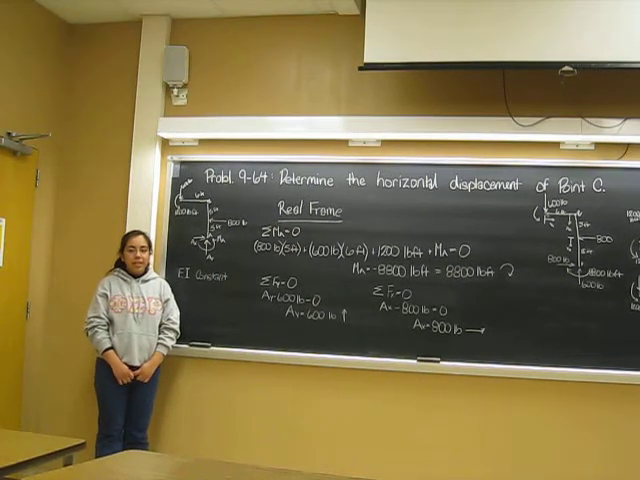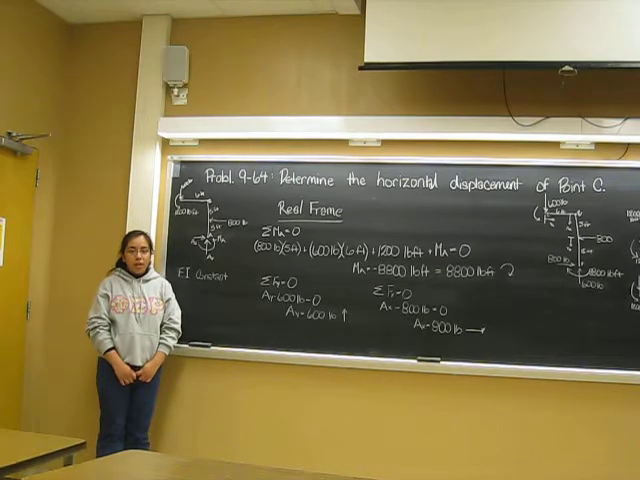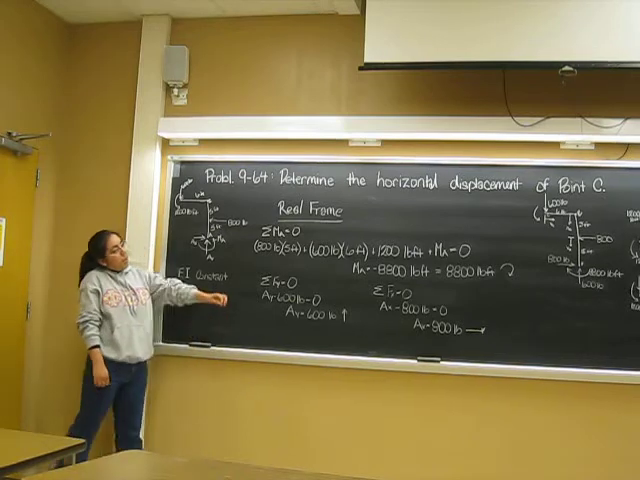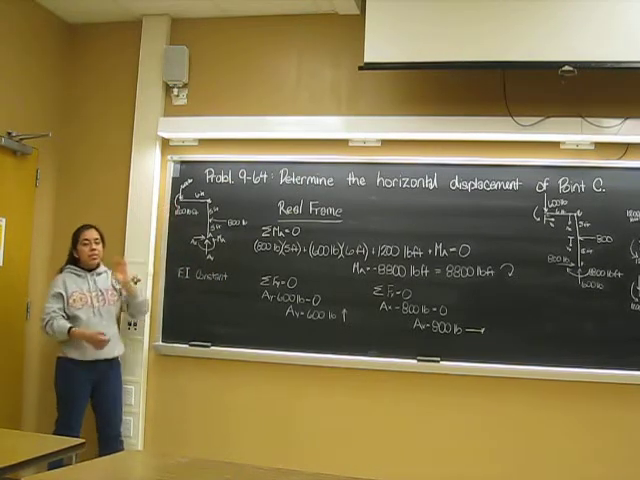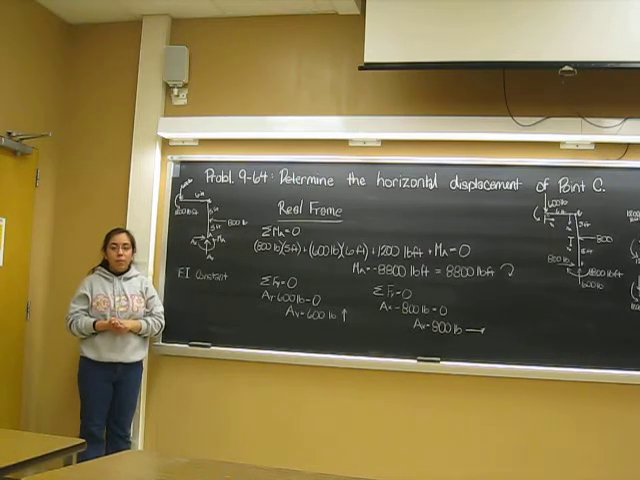We're group 15, and we were assigned problem 64 from chapter 9 in the textbook, which deals with virtual work of a frame. The objective of this problem is to find the horizontal displacement in point C. My name's Adriana, and I'm going to be solving for the moment equations of the real frame.